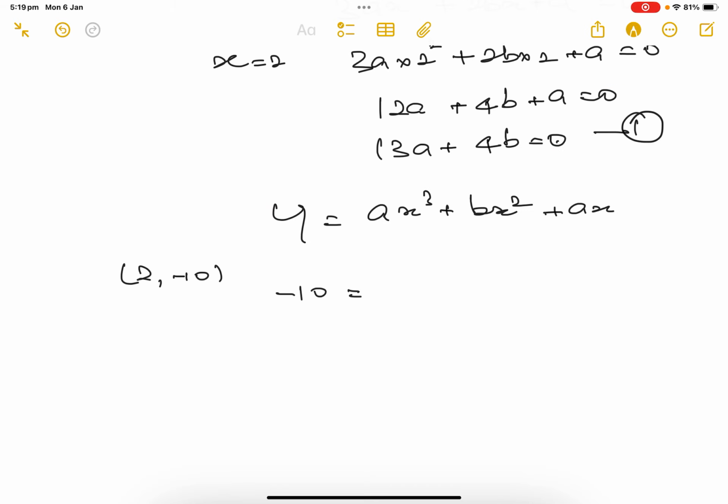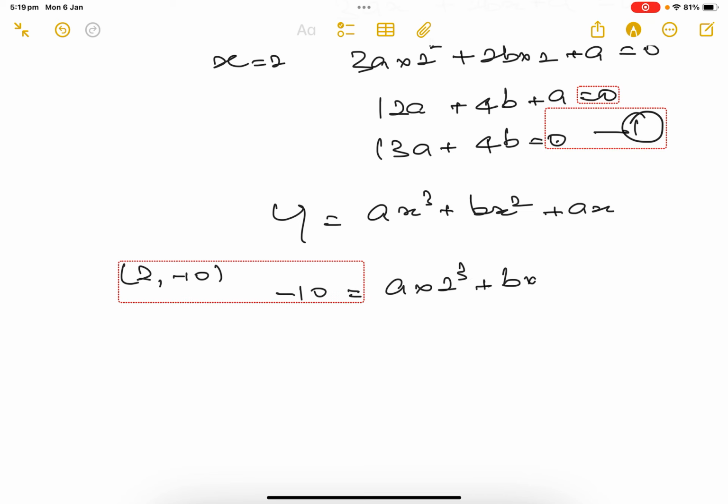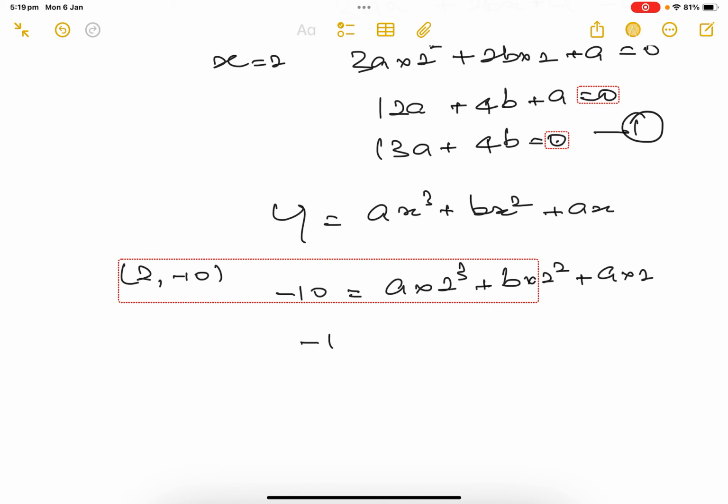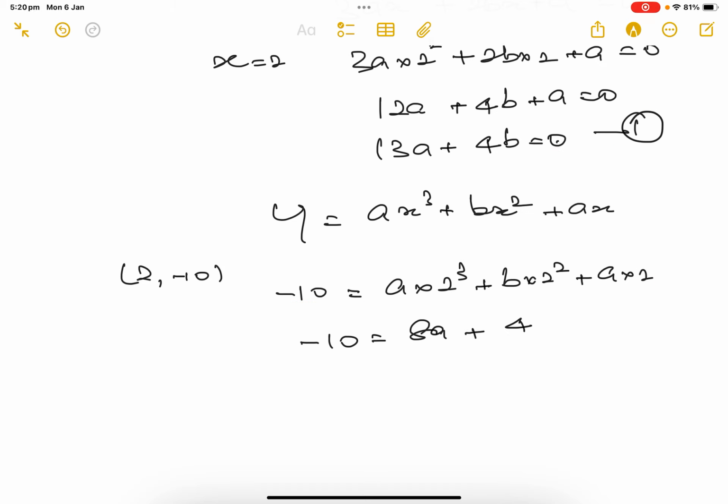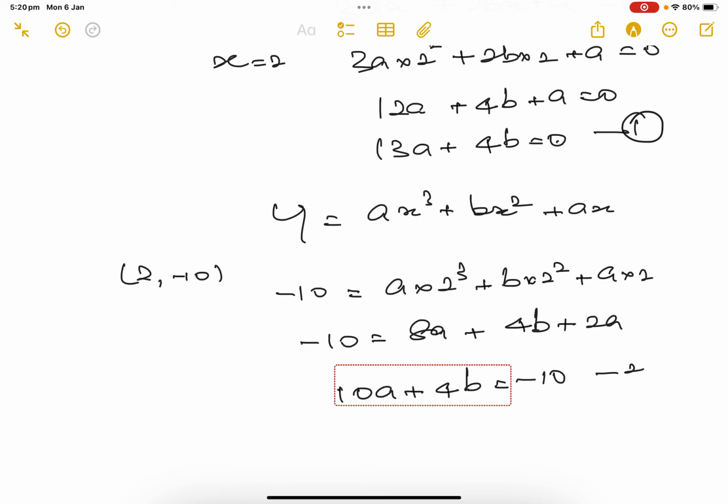Therefore, minus 10 equals a times 2 cubed plus b times 2 squared plus a times 2. So minus 10 equals 2 cubed, which is 8a, plus 4b plus 2a. If we simplify and rearrange it, 8 plus 2 is 10a plus 4b, which equals minus 10. So that is another equation in terms of a and b.